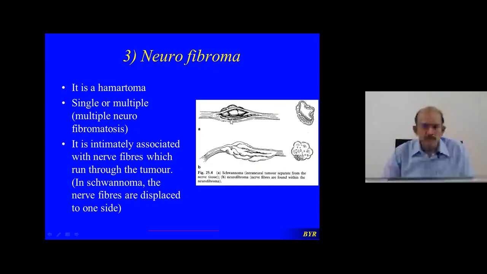And here you can see this is a benign tumor of the nerve fiber sheath. This is called the schwannoma. That means the Schwann cells cover the nerve fibers. So these Schwann cells undergo neoplasia and they may present as a mass like this. In this case, there will be displacement of the nerve. In neurofibroma the nerve fibers pass through the mass, but in schwannoma the nerve fibers are displaced to one side.